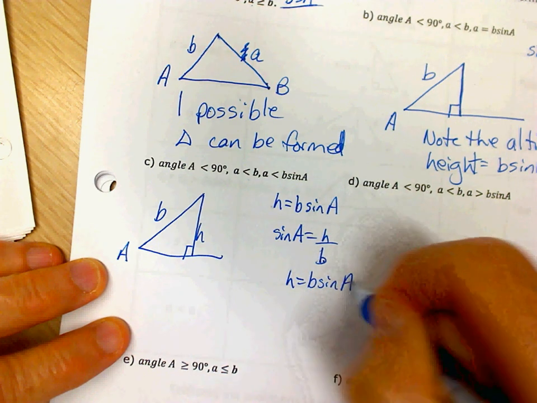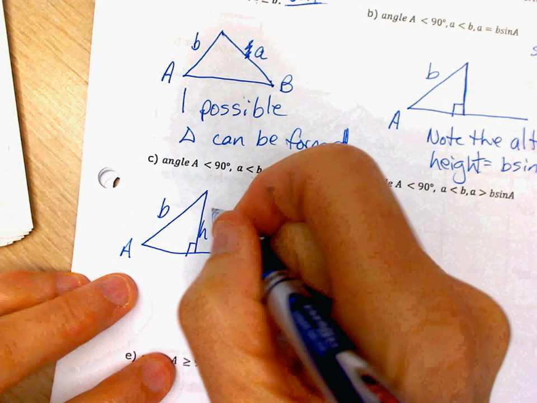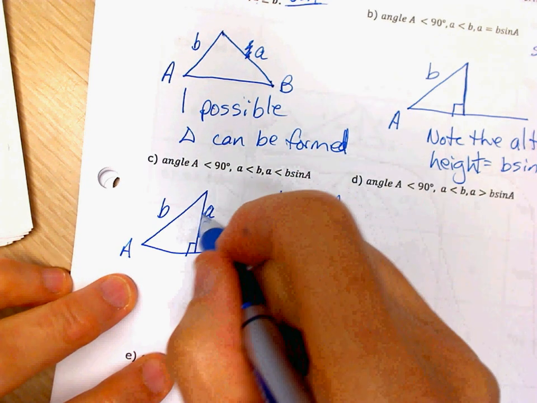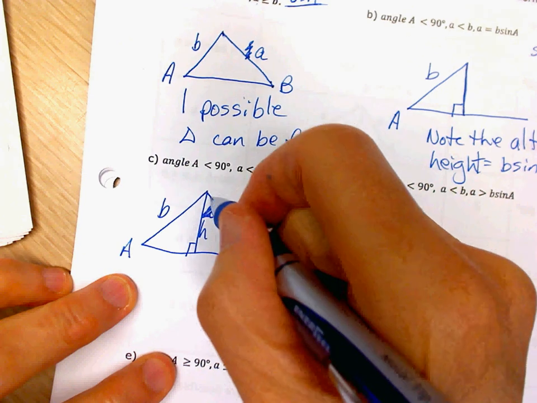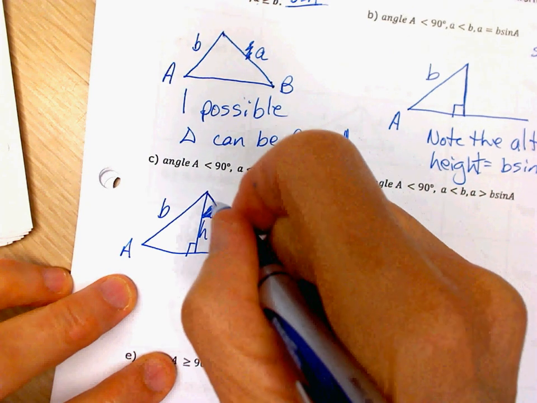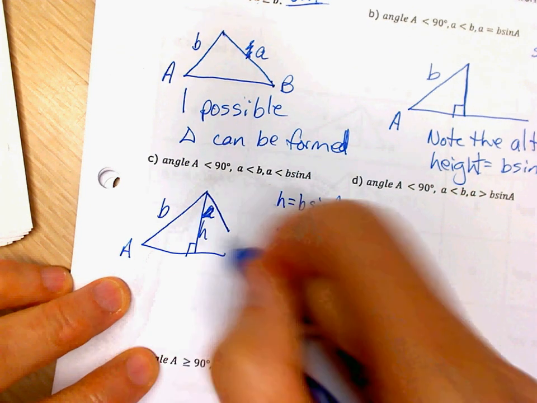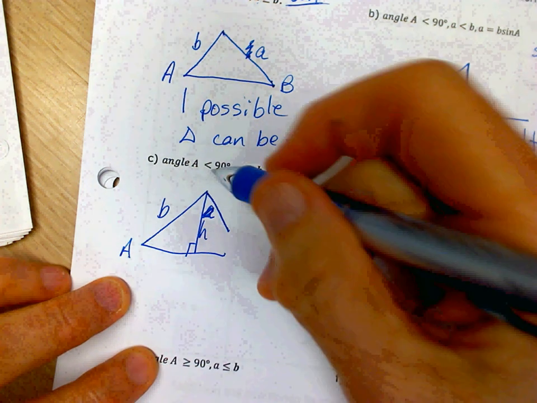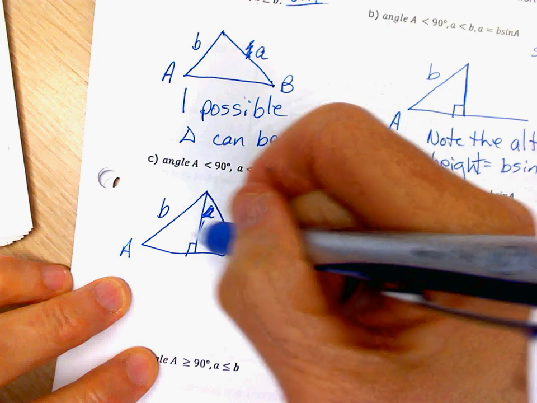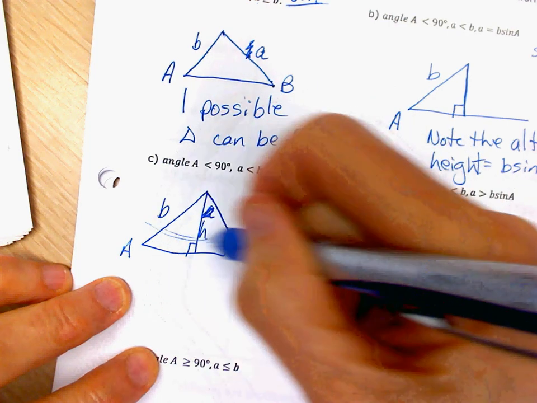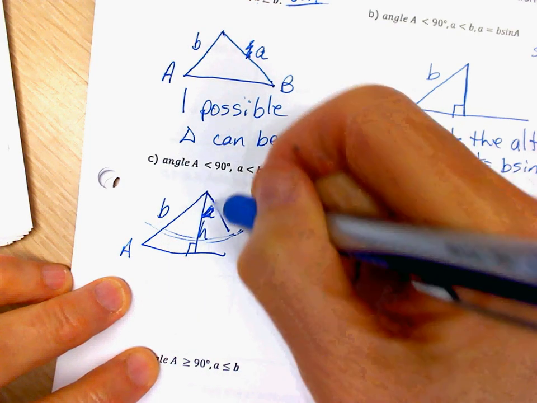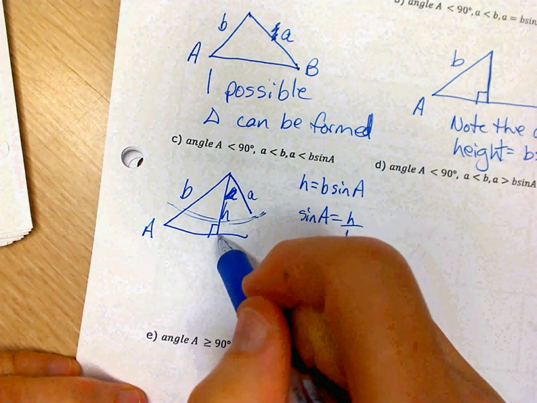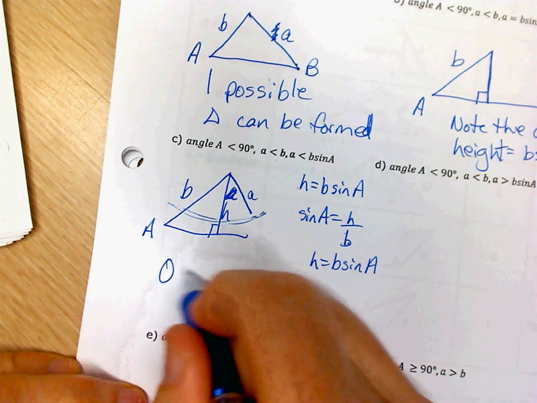Now, if they're telling you side A is less than B sine A, that's telling you we've got this side A here that isn't going to reach the base. Can you see that? If A is less than the height of the triangle, we've got this side A which is not going to reach the base. So 0 triangles are possible.